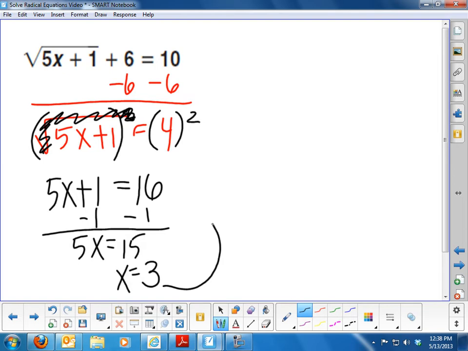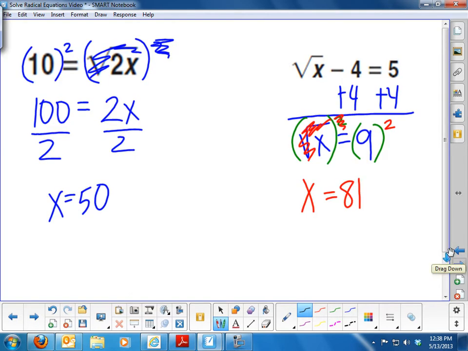You can always plug this right back into the problem to check your answer. You should, when you do that, get the exact same thing, 10 equals 10 if you did it right.